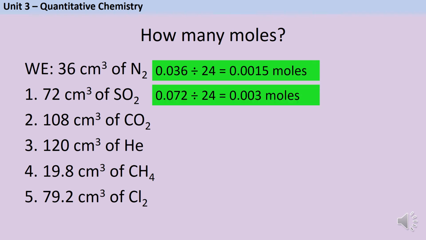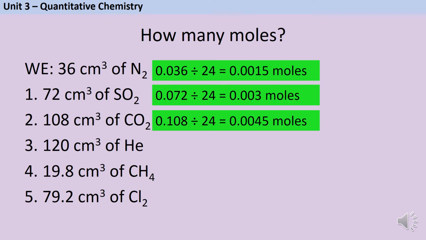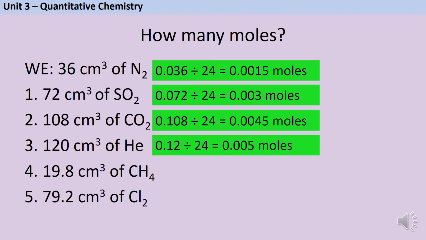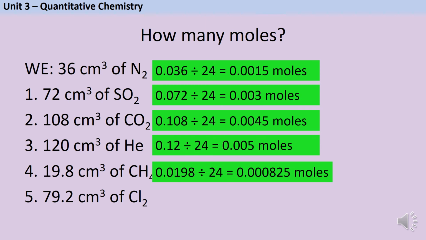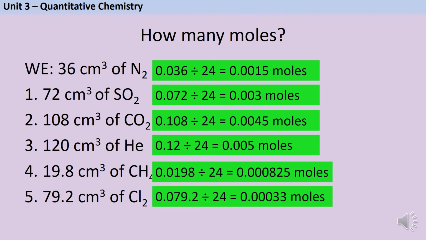So here we have 0.003 moles of sulfur dioxide, 0.0045 moles of carbon dioxide, 0.005 moles of helium, 0.000825 moles of methane, and 0.00033 moles of chlorine. Again, the identity of the gas is completely irrelevant, you just ignore it.